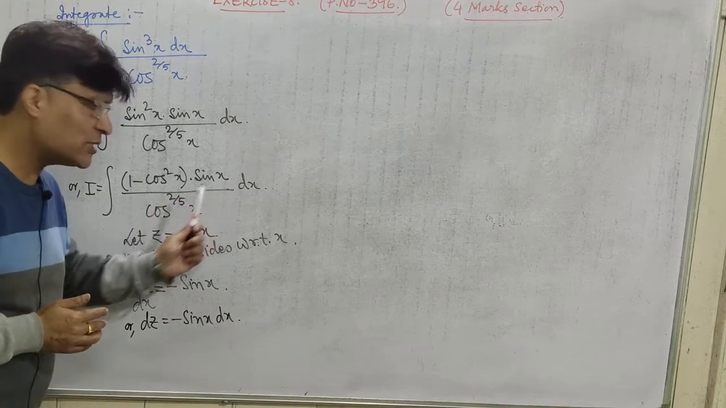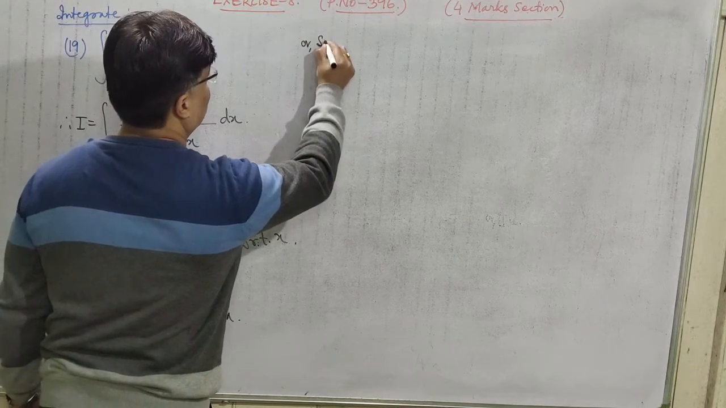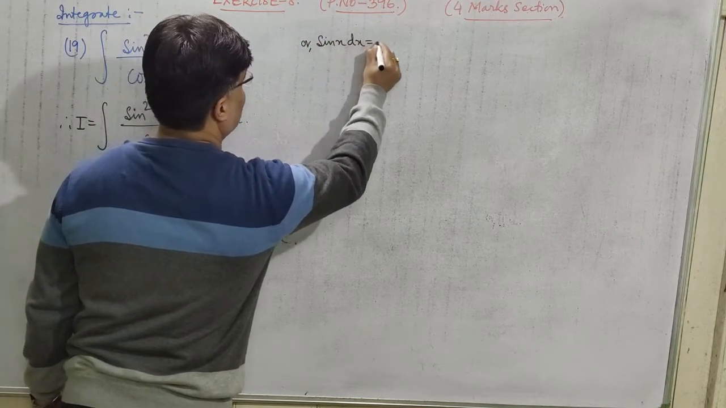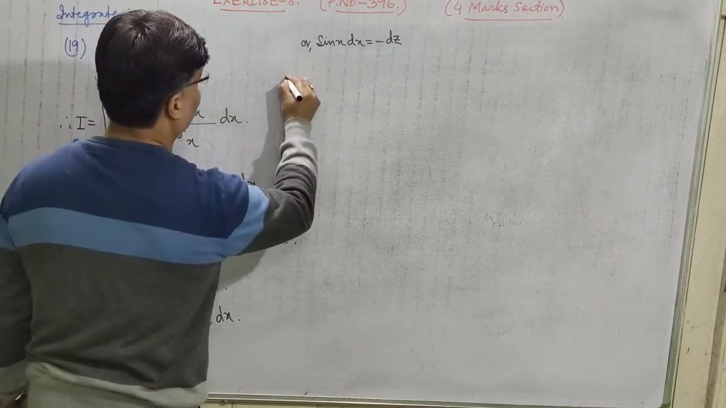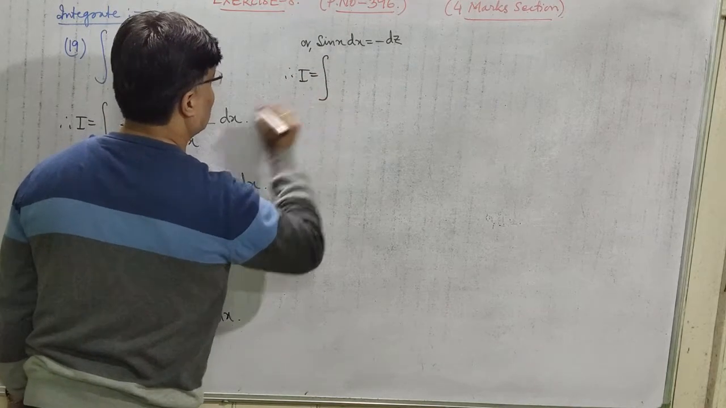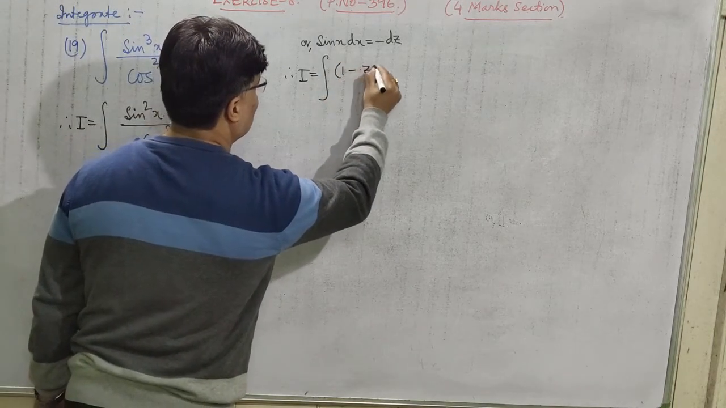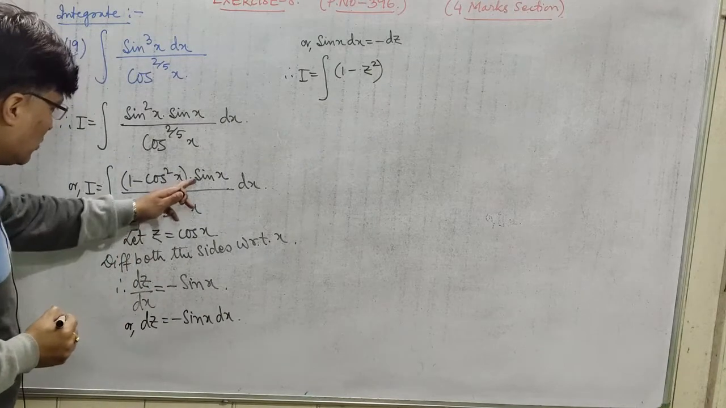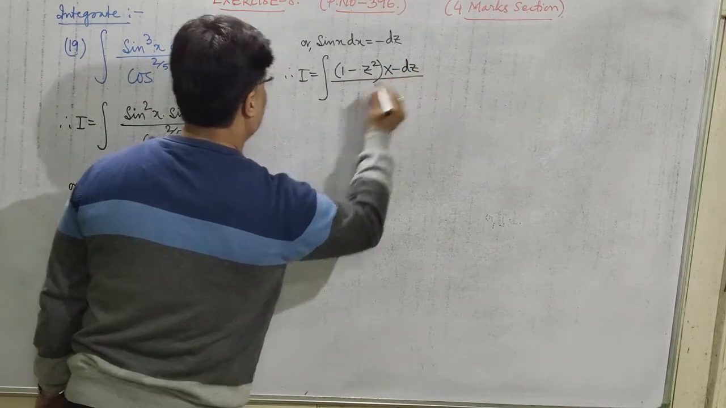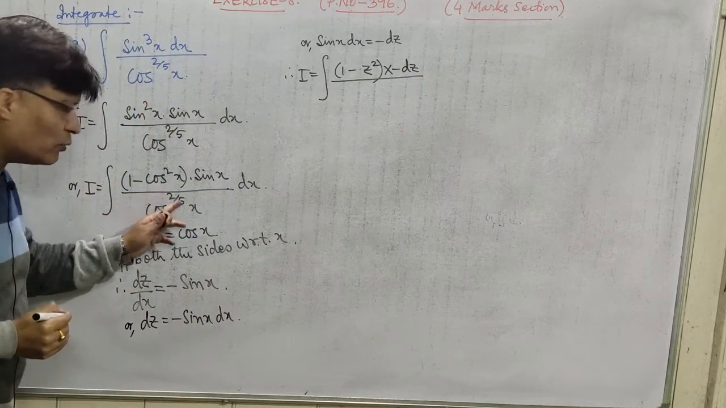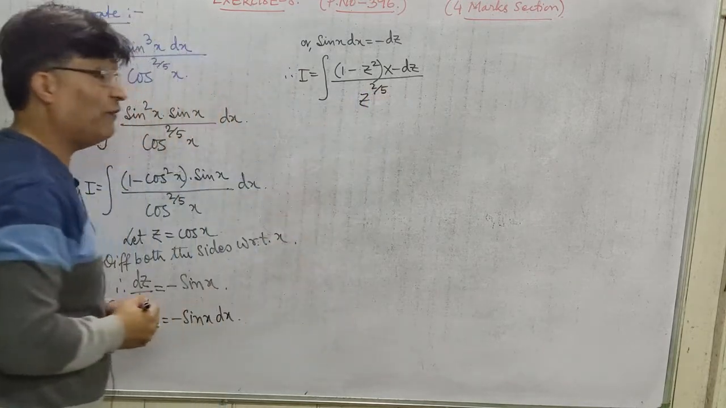But we have got only sine x dx out here. So let us take this minus sign to the left hand side. So what is the value for sine x dx? So sine x dx is equal to minus dz, right? So therefore, I is equal to integration of, what is 1 minus cos square x now? Within bracket 1 minus z square, right? And what's about sin x dx? It is minus dz whole divided by, in the denominator, what is cos to the power 2 by 5x? It is z to the power 2 by 5.